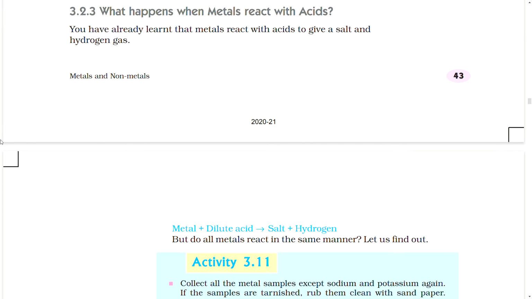What happens when metals react with acids? You have already learned that metals react with acids to give a salt and hydrogen gas. Metal plus dilute acid gives salt plus hydrogen. But do all metals react in the same manner? Let us find out.